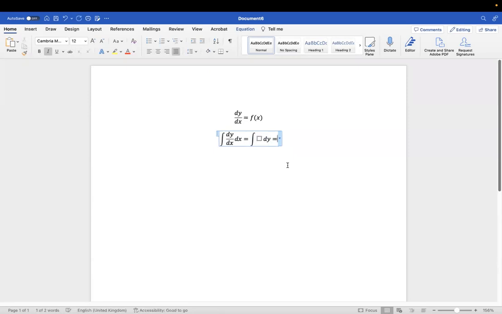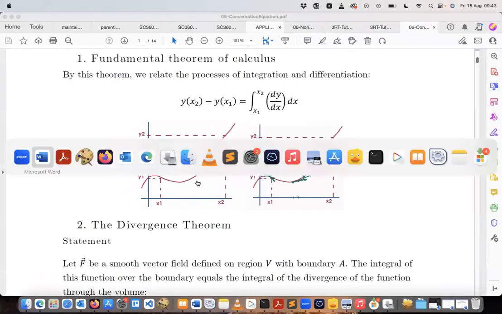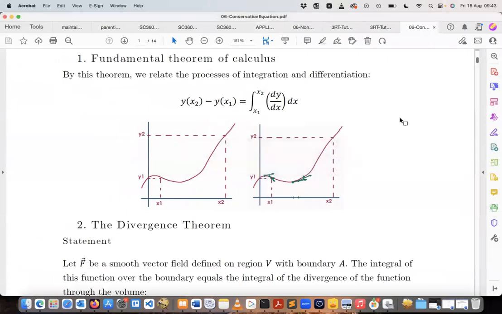The integral of dy, which we can write as y2 minus y1. Okay, so that's very consistent with our definition of a derivative, right? So from our definition of a derivative, we can practically immediately see the fundamental theorem of calculus. So here's our theorem of calculus.